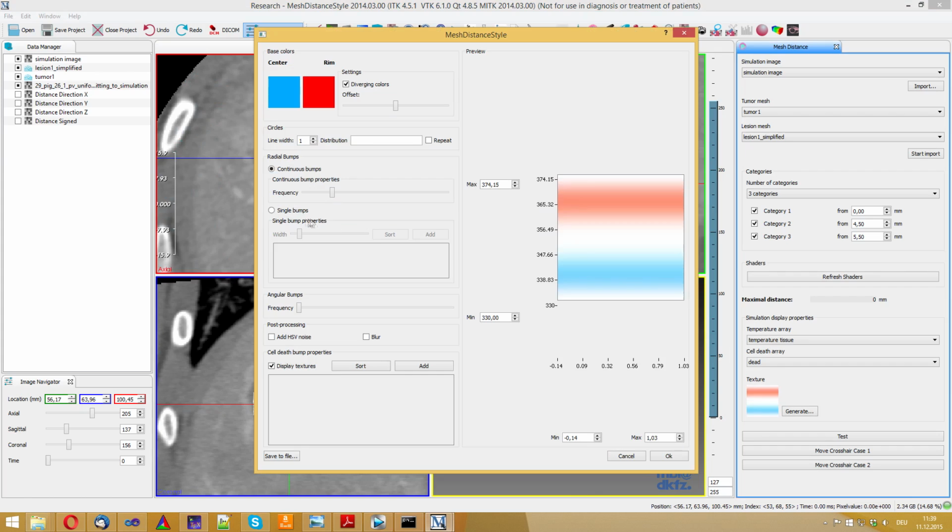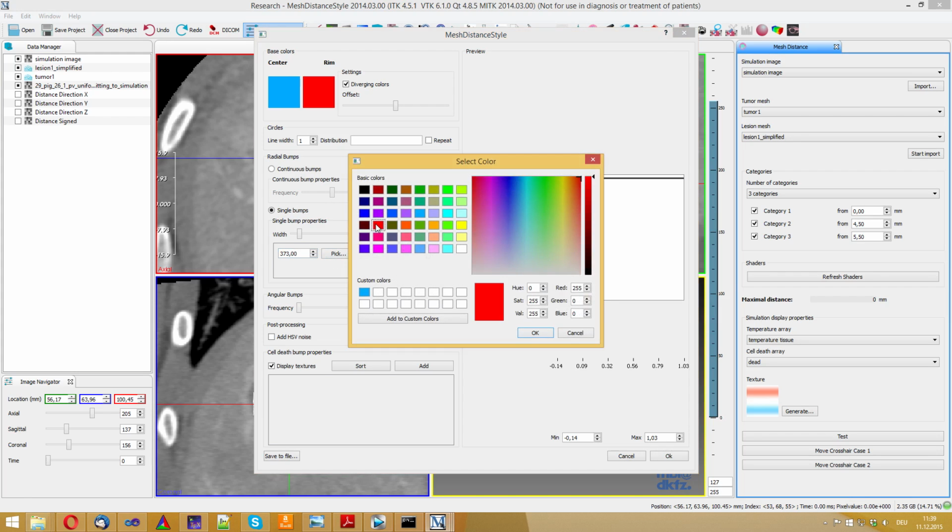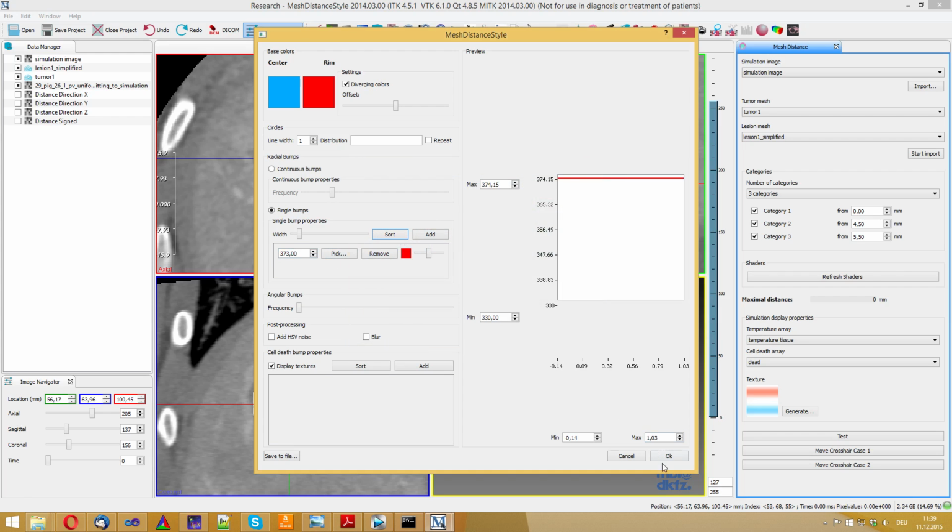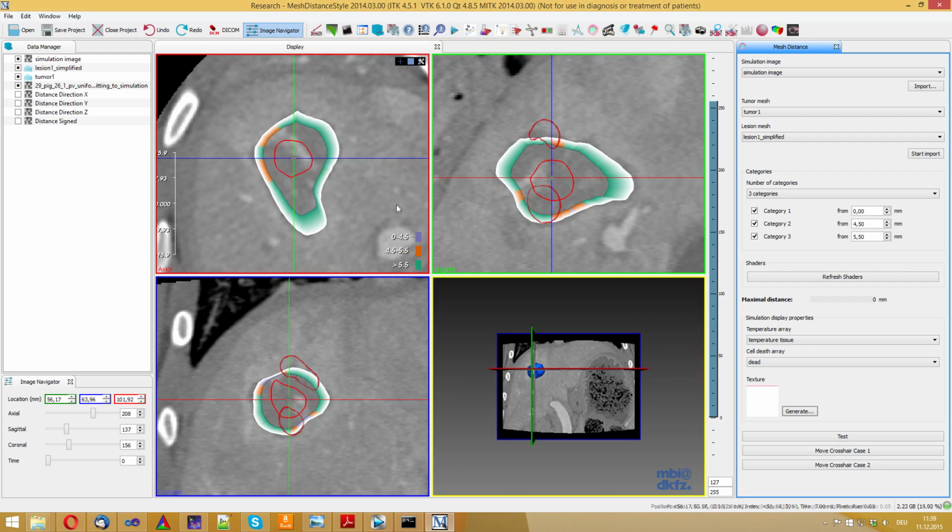If the user is particularly interested in specific ranges, we support modification of single contours. For example, the user might be interested in the ISO contour of 373 Kelvin, the temperature at which water starts cooking.